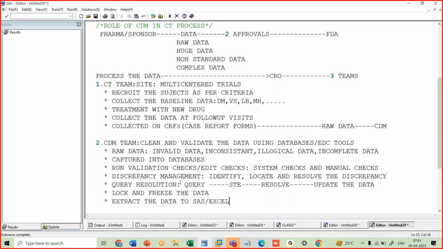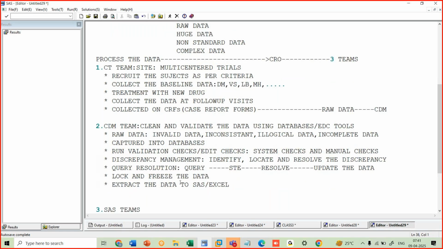Okay. So then SAS teams will be working on this. Statistical people will be working on this. SAS team, what they do, they will analyze the data. Once the validation is done, once you know the data is clean and valid, they analyze as well. They represent the data in the TLF, table listing figure, and submit to FDA.